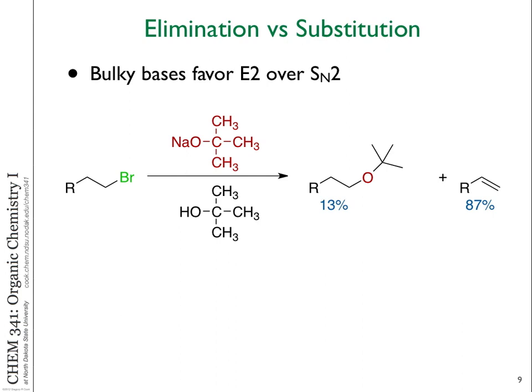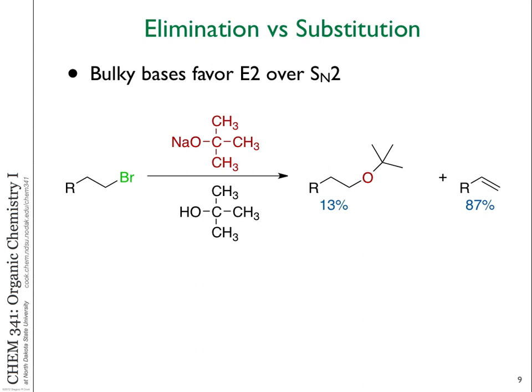Okay, sometimes that crowdedness isn't necessarily on the alkyl halide itself, but if you have a very bulky base, an anion, like if you take the sodium salt of tertiary butyl alcohol, it's still an alkoxide, but now the base itself is very crowded. It's bulky. So it's very difficult to do SN2 substitution with a bulky base. Instead, it would much rather deprotonate to form the double bond.